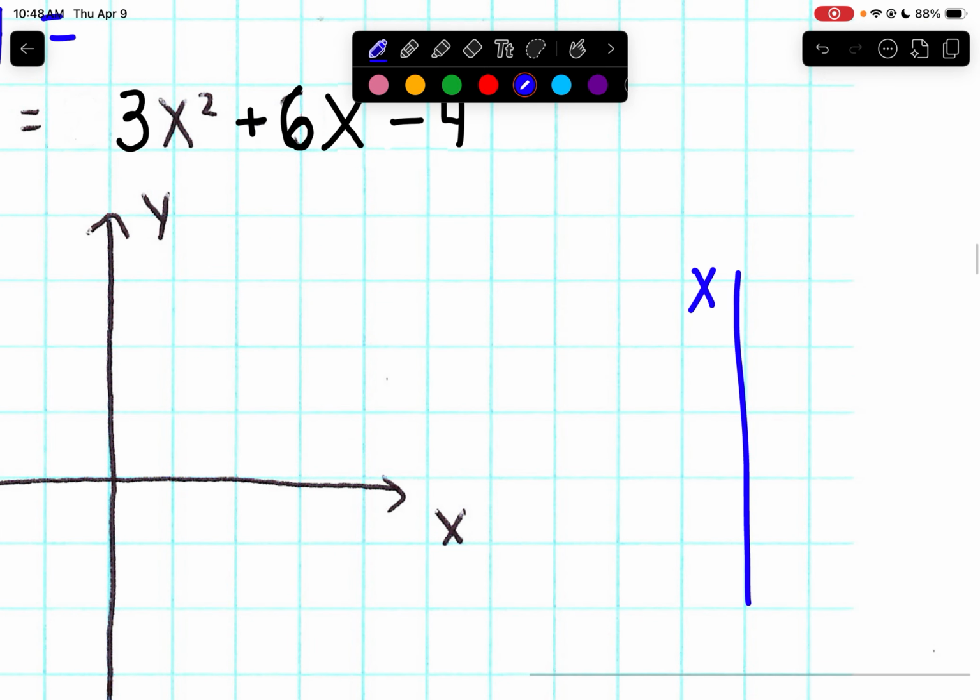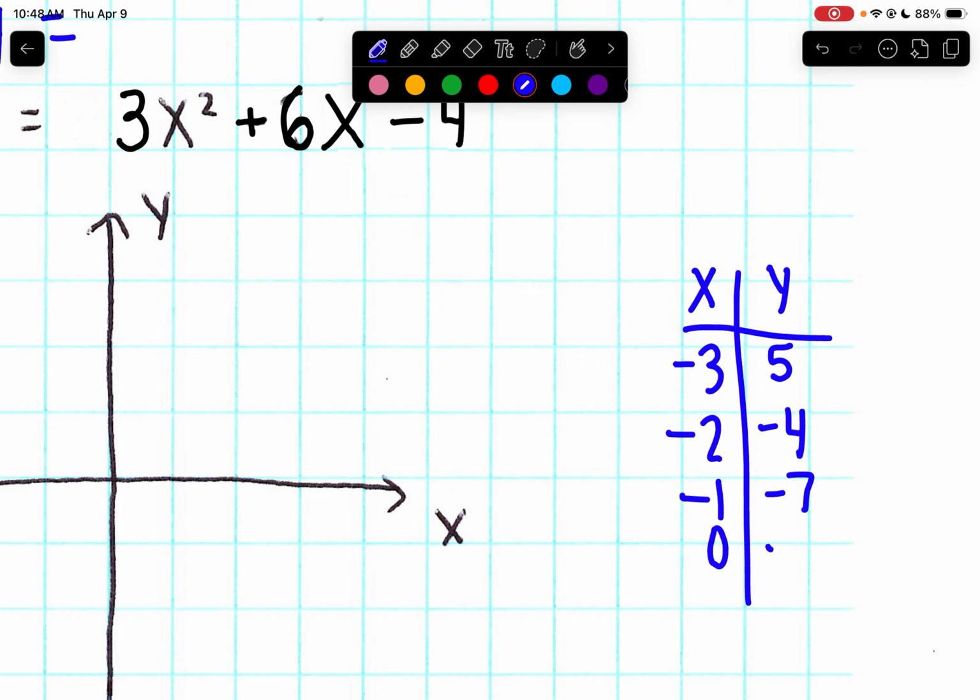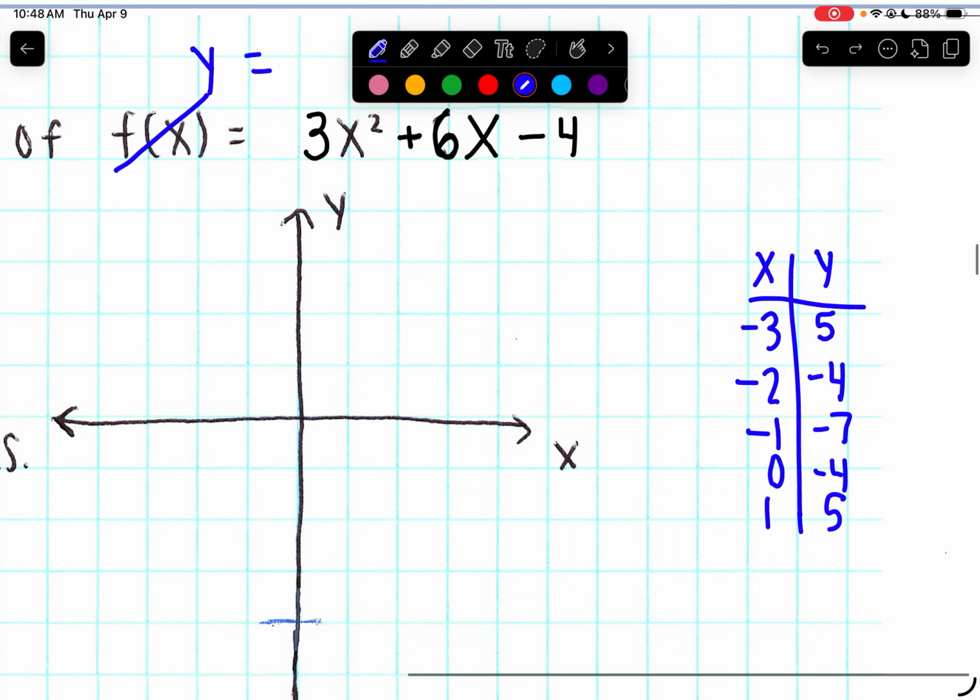And my table is looking like I have to scroll a bit. We got the points (-3, 5), (-2, -4), (-1, -7), (0, -4), and (1, 5). And again, how to find these 5 numbers, I'm looking for my vertex, and once I find my vertex on my table, I put the 2 points above it, the 2 points below it. So I'm going to graph these 5 points.